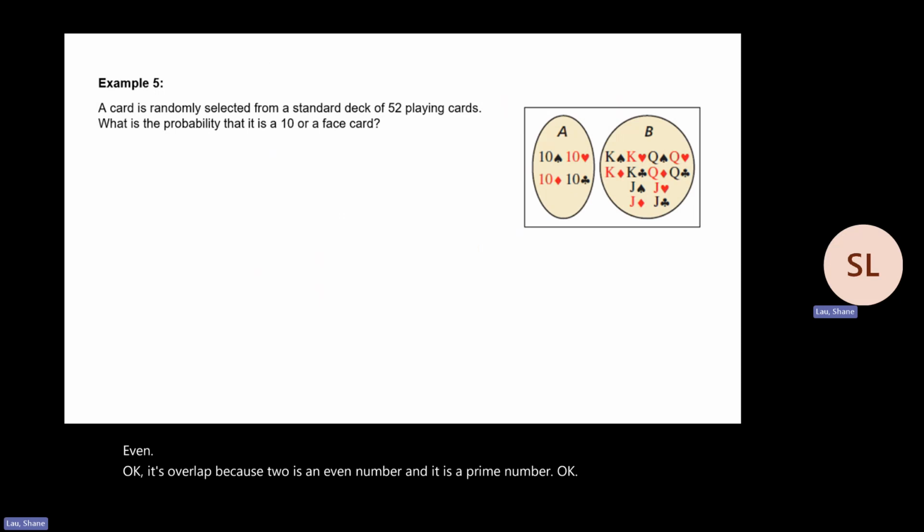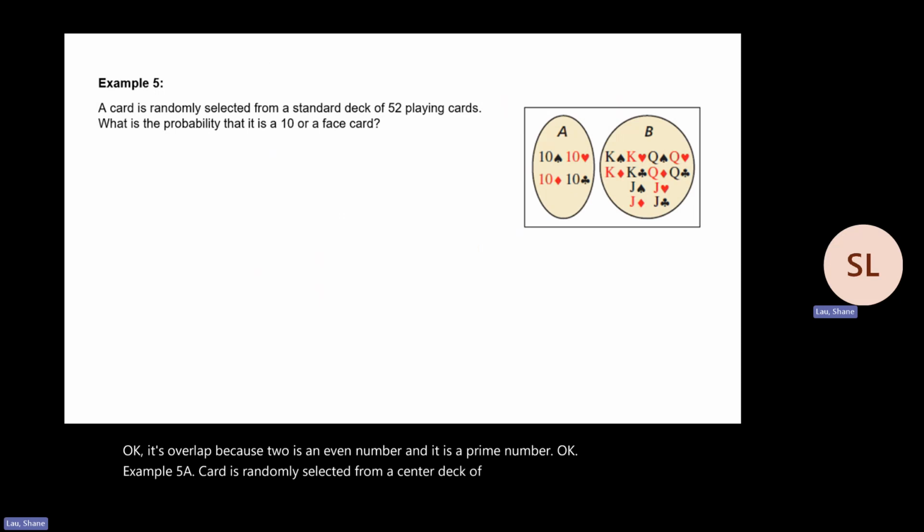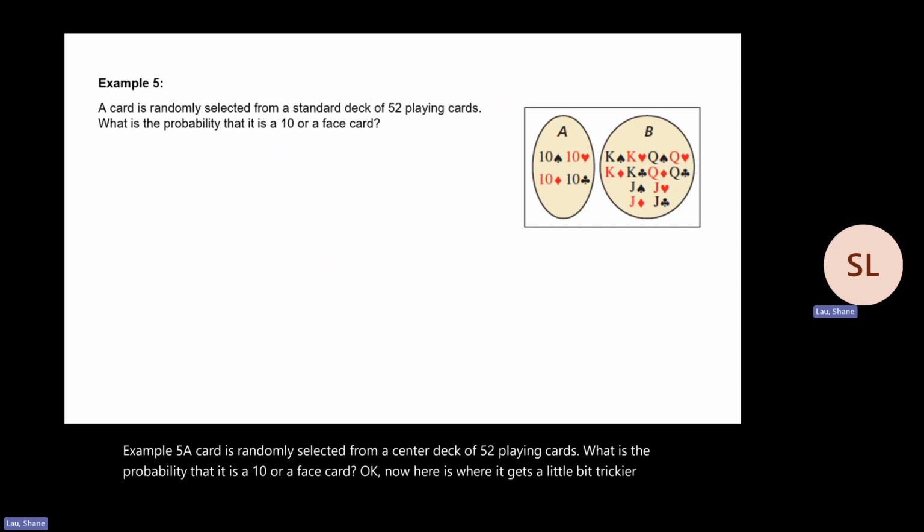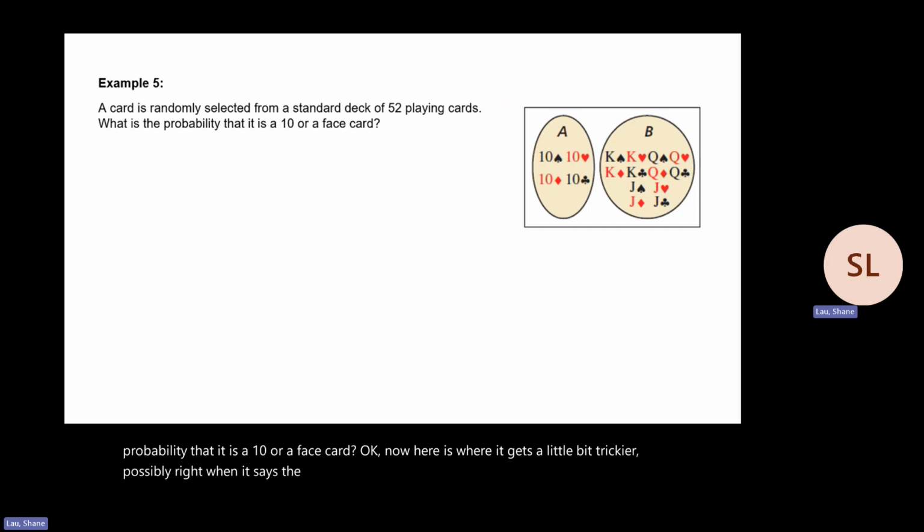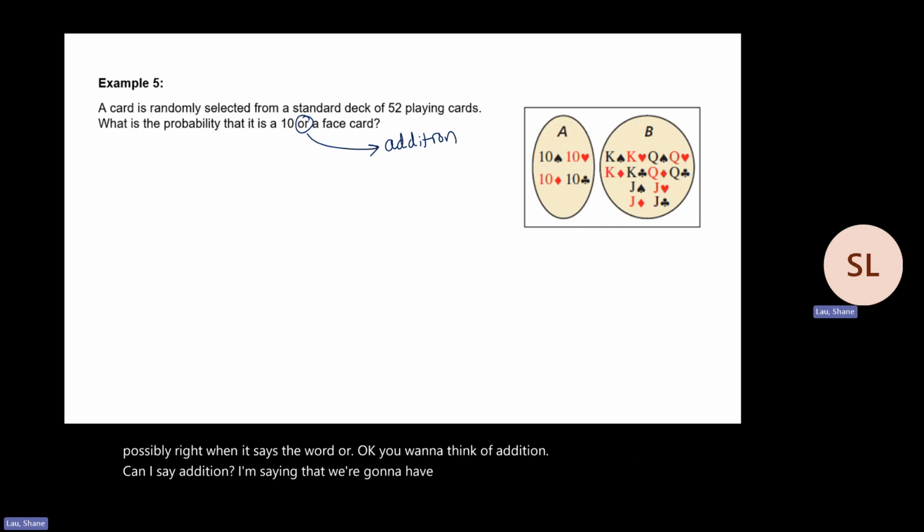Example 5, a card is randomly selected from a standard deck of 52 playing cards. What is the probability that it is a 10 or a face card? Now here is where it gets a little bit trickier, possibly. When it says the word or, you want to think of addition. And when I say addition, I'm saying that we're going to have some possibilities of our disjoint.